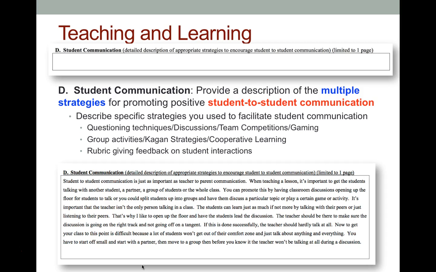And in D, you'll describe the different ideas that you used to promote student-on-student communication, or teacher to student sometimes. But what questioning techniques did you use? And we're spending quite a lot of time on questioning techniques and discussions in gaming, in the cooperative learning. Sometimes you could even have kids rate themselves using rubrics. But what multiple strategies did you use to get kids to interact with themselves?